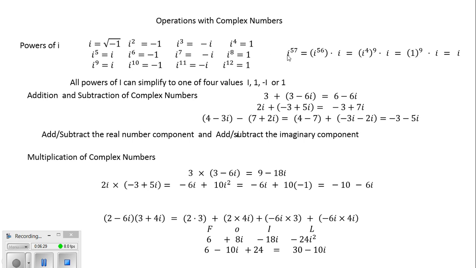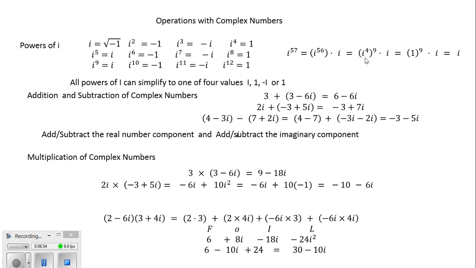As an example over here, the 57th power of i. I want to break that down into either i squared, i cubed, and then I want to break it down into powers of 4. Well, powers of 4, 57. I know 56 is 14 times 4. So the following trend is how I break that down.